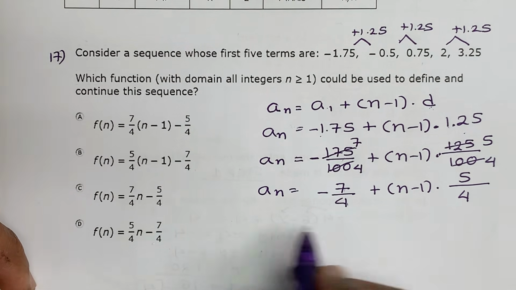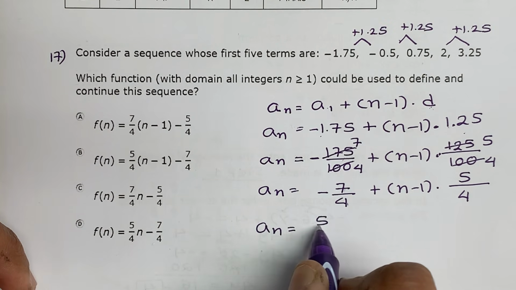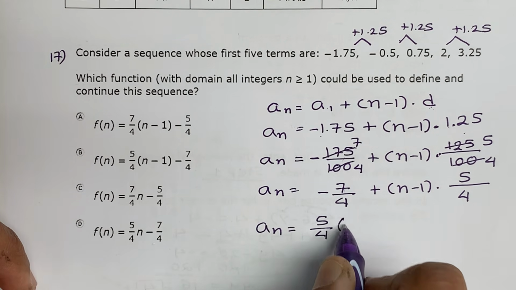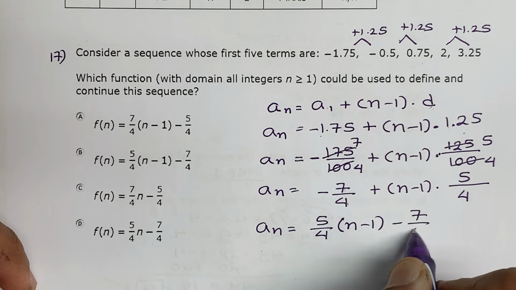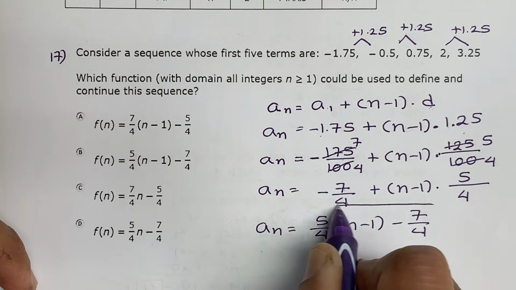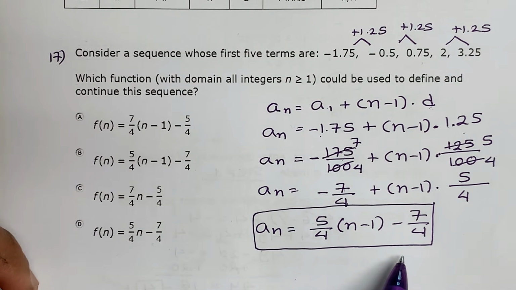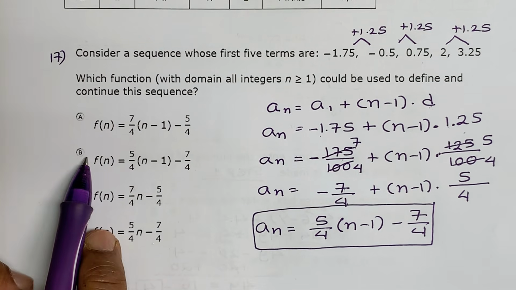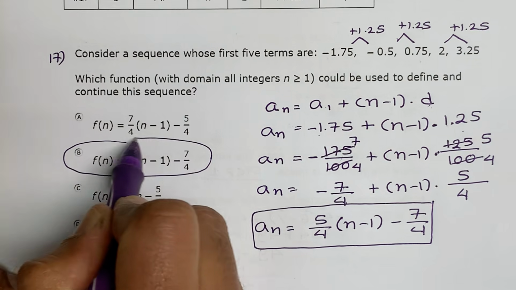So let's see, I'm going to rearrange a couple of things here. All I'm doing is just rearranging it. So I'm writing 5 over 4 first, and then n minus 1, and then minus 7 over 4. Remember, this is the commutative property, so I could do that. So here is the final answer. It's right here, B. And that's the answer.